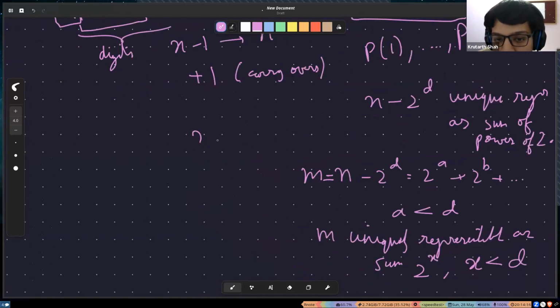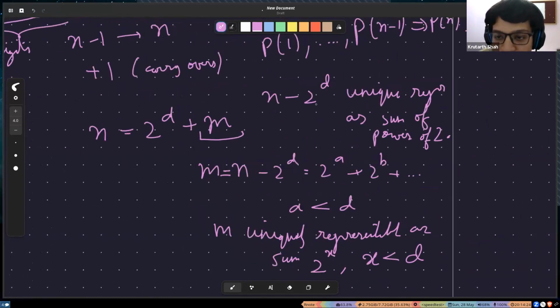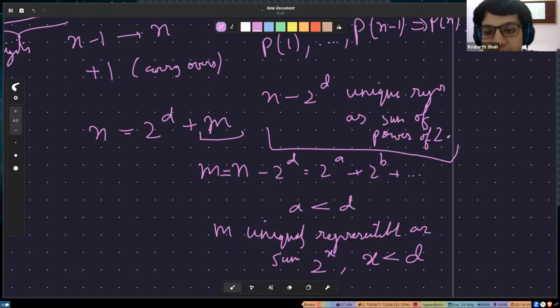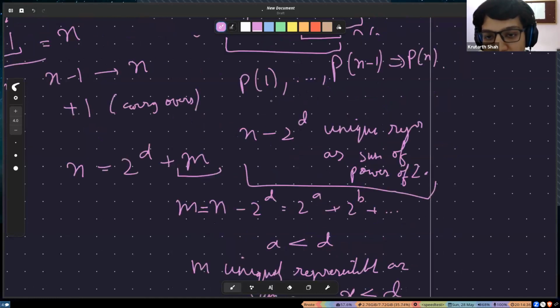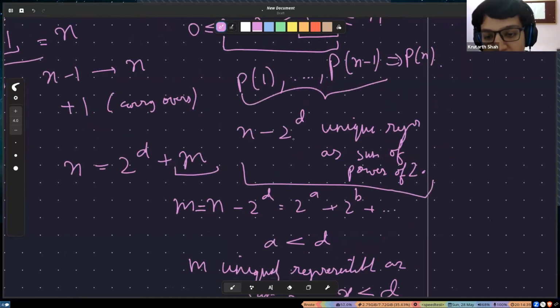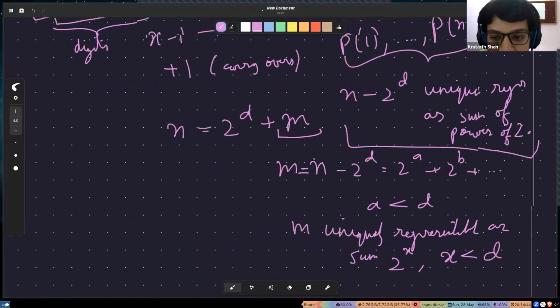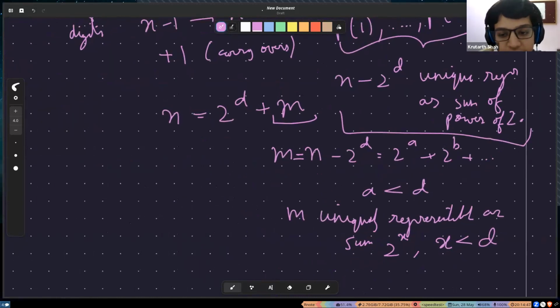So now to the representation of n, I can just add 2 to the d plus whatever the powers of 2 I have for m. And here we are using the strong induction hypothesis because it's just a number less than n. We don't know if it's a previous number or not. So since we know that all of them are true, this P of n minus 2 to the power of d is also true. And so we can use this hypothesis. And so yeah, since each number has a unique maximum power of 2 at most state, this representation is also unique. And so we are done.